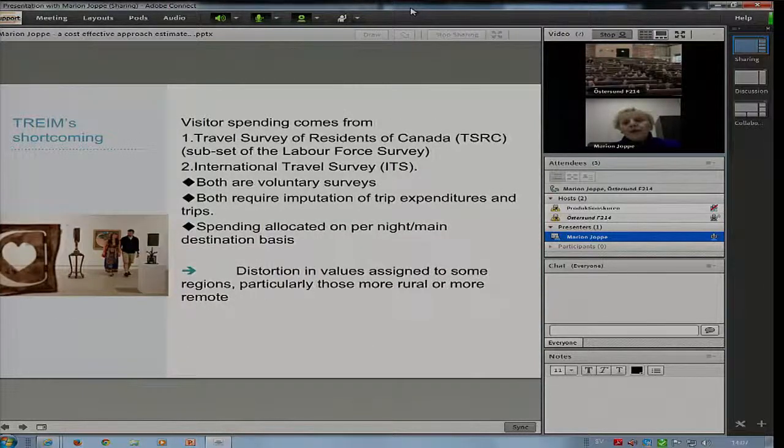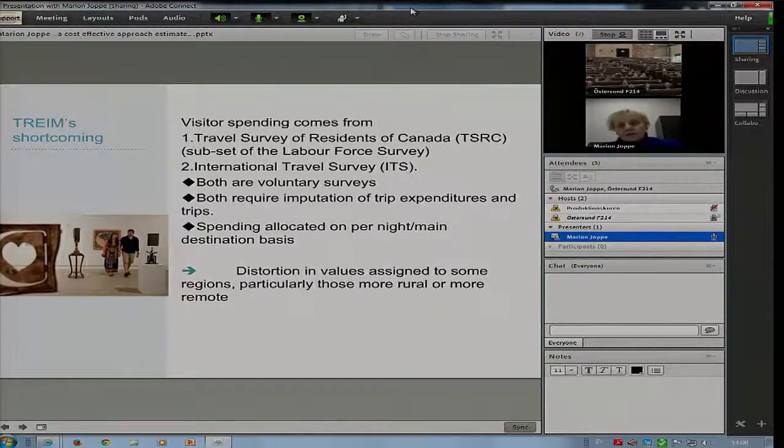The way this model is run, the data is sourced from 2 different surveys. Our travel survey of Canadian residents, which in and of itself is a subset of a mandatory labor force survey. So it is an incredibly long survey, as you might imagine. And there is also the second survey on international travel. So these 2 instruments are collected regularly by our National Statistics Office.